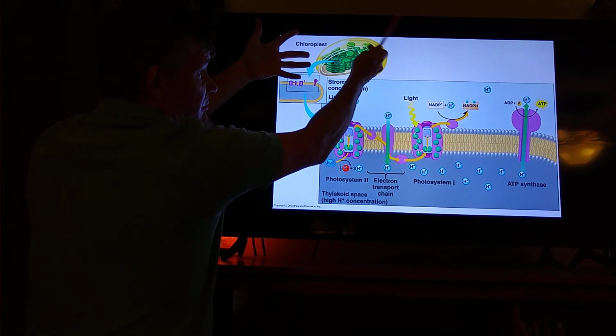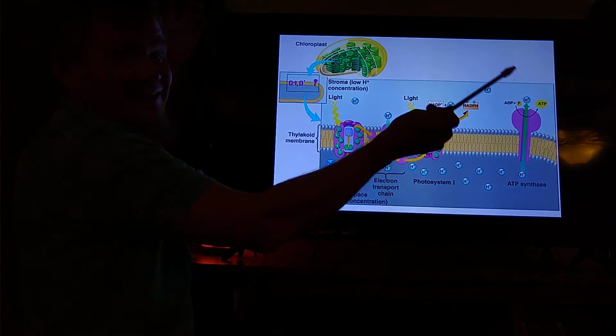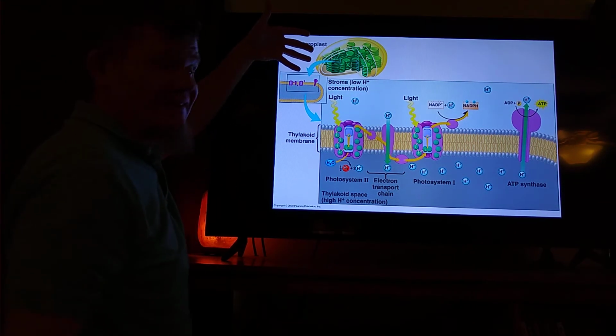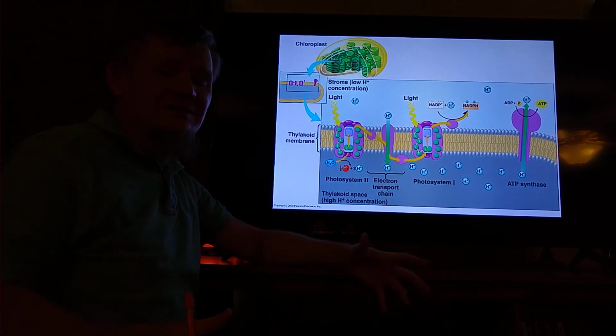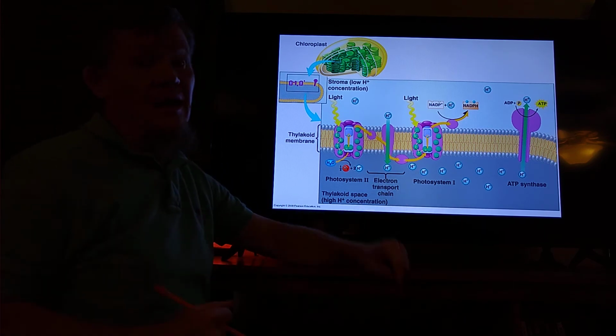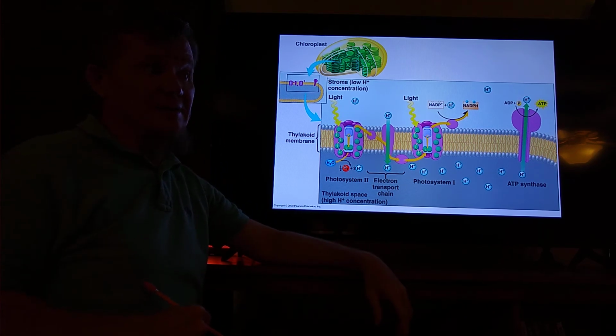How much thylakoid membrane is in there? The answer is a lot. So how much photosynthesis is happening inside one chloroplast? A lot. How many chloroplasts are inside one cell? A lot. How many plant cells have chloroplasts? A lot.